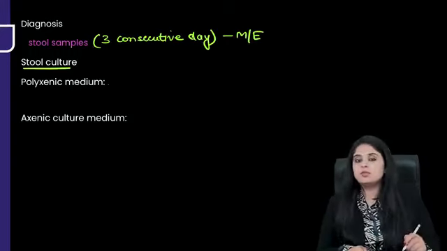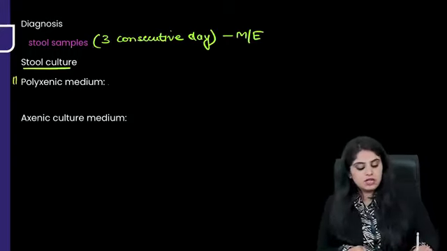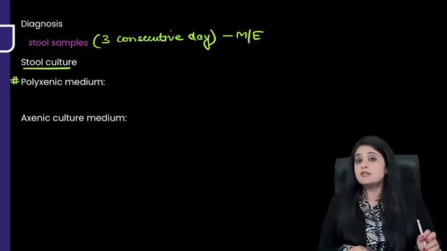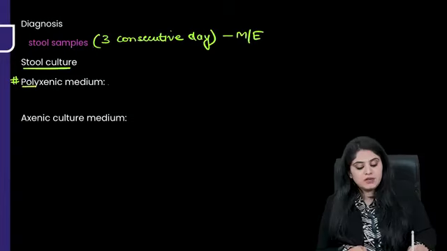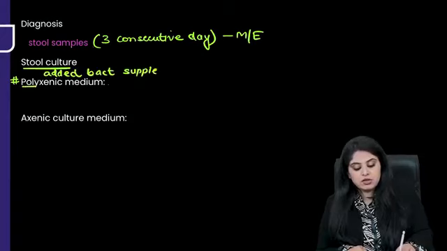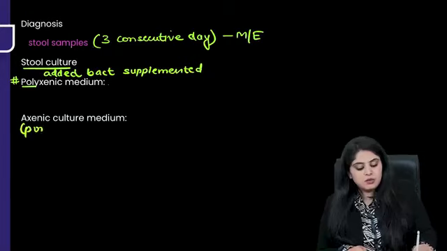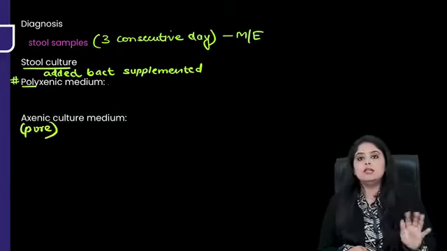I'll come to the microscopic examination in a while. Under stool culture, let me finish off. There are 2 media that we had, if you remember, polyxenic and axenic. Polyxenic means you have added some supplements so that the parasite can grow. You have added some bacterial supplements so that your Entamoeba histolytica can grow. Whereas axenic culture media is a pure culture media. You have not added anything in it, right?